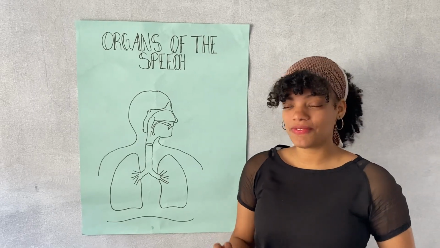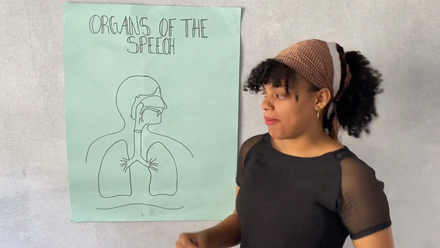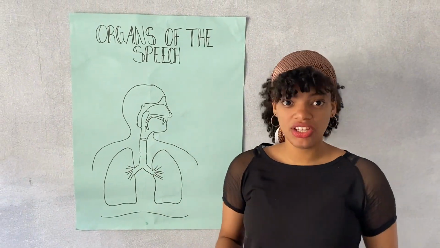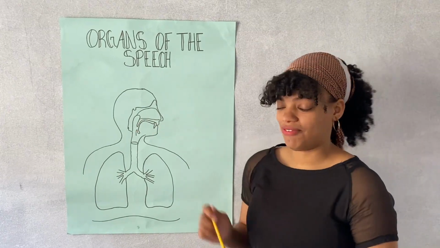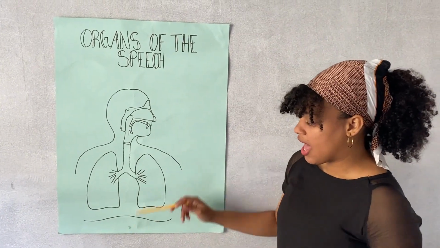Today I'm going to explain the different organs of the speech. The different organs of the speech are divided in two different categories: the major organs of the speech, these organs right here, and then the articulators, these organs right here. Let's start with the major organs of the speech.